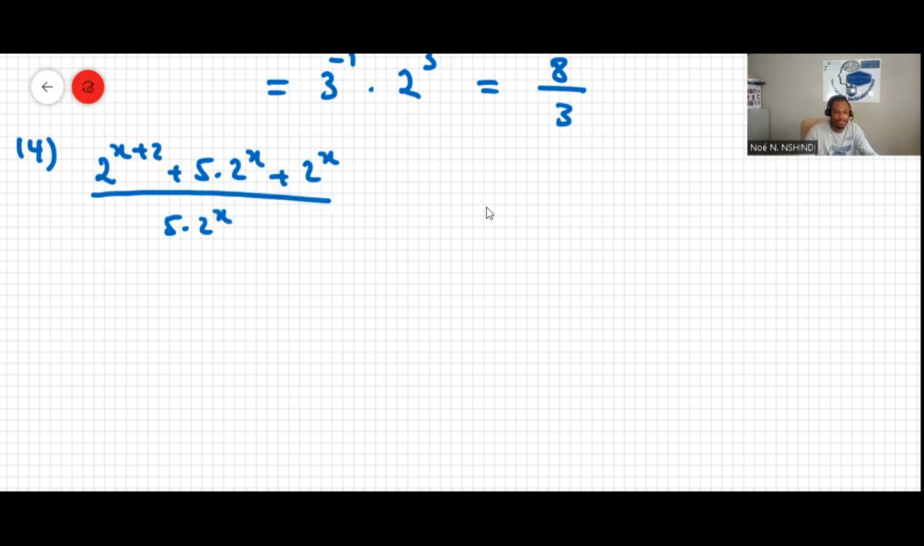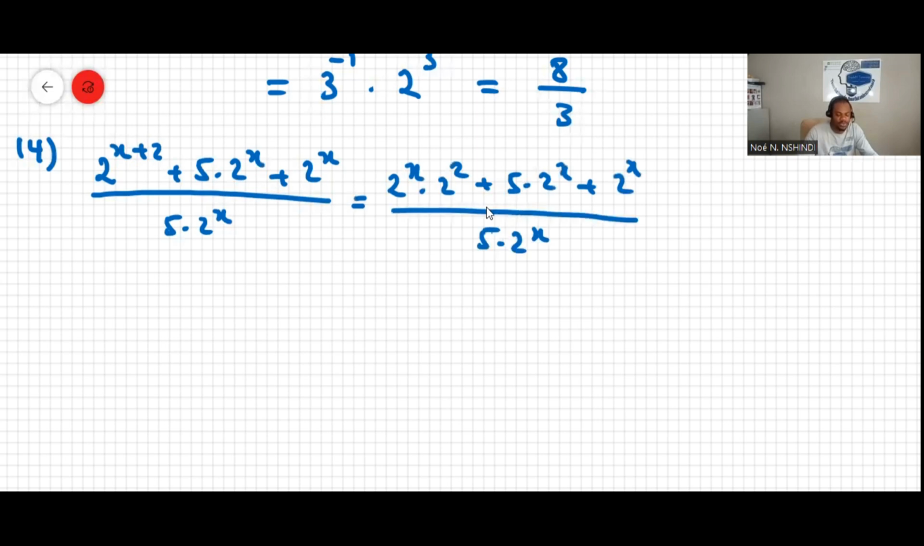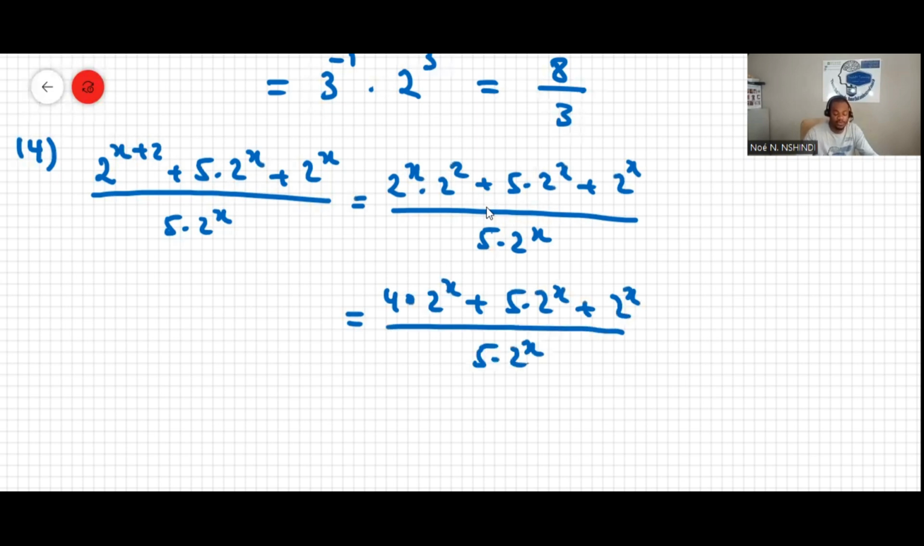Okay, now we can break what is at the numerator: 2 to the x times 2 to the 2, plus 5 multiplied by 2 to the x, plus 2 to the x, all over 5 multiplied by 2 to the x. So this will make 4 multiplied by 2 to the x plus 5 multiplied by 2 to the x plus 2 to the x, all over 5 multiplied by 2 to the x. So what does it make here?